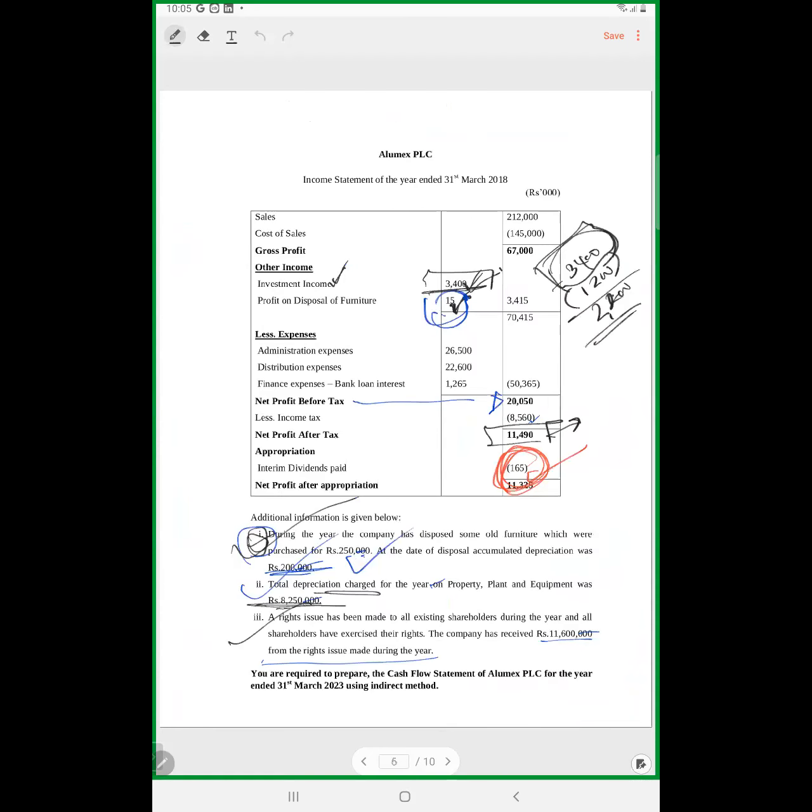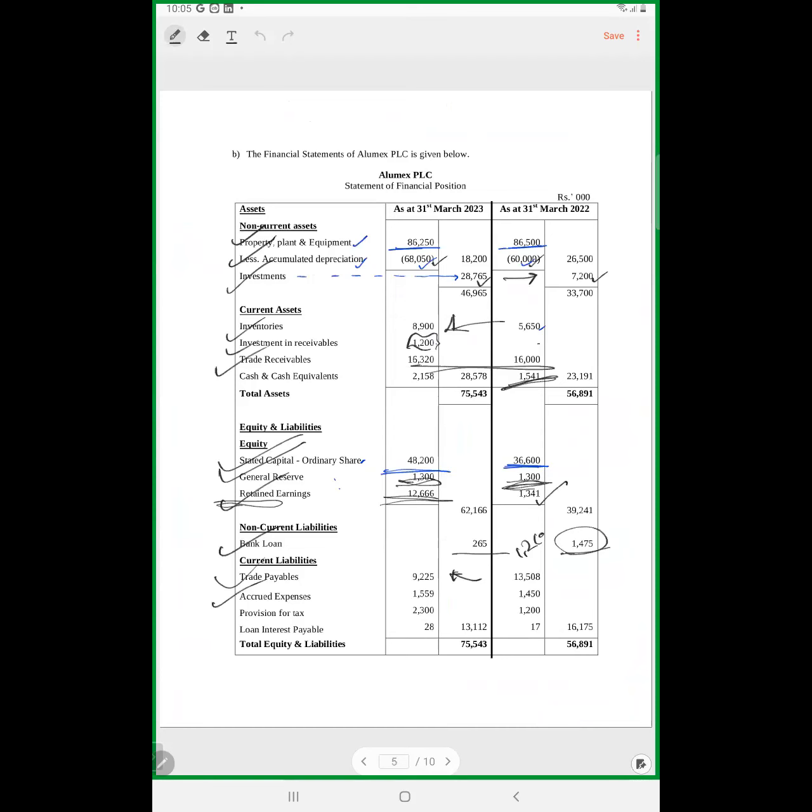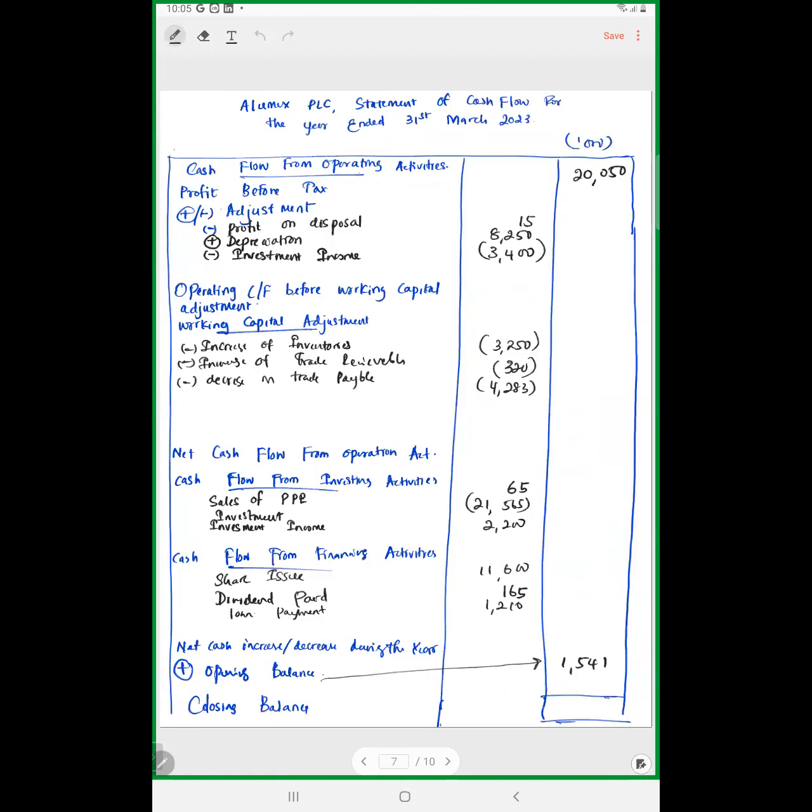So the next one, accrued expenses. So you can see the difference. It has increased by 109. The difference is 109. So then we can add the increase in accrued expenses, 109.